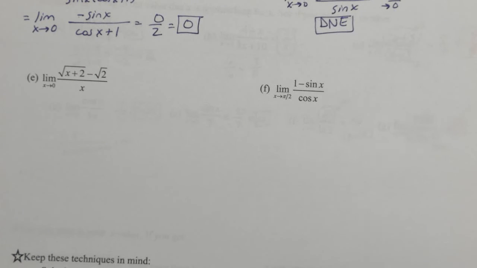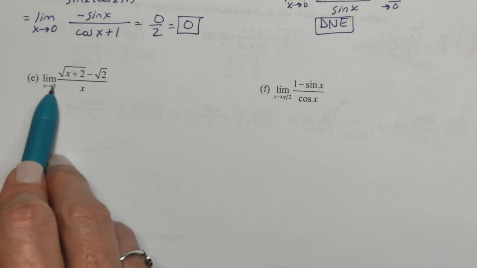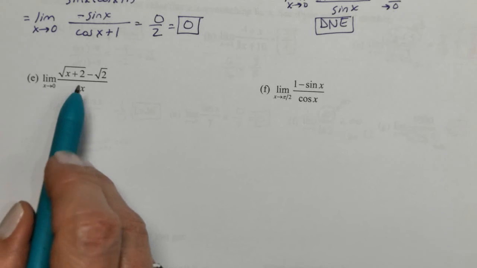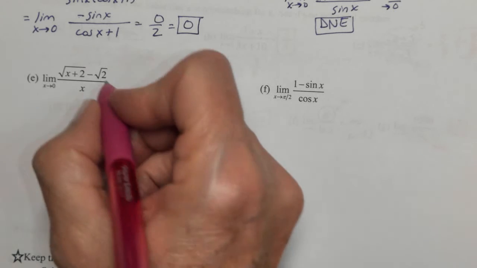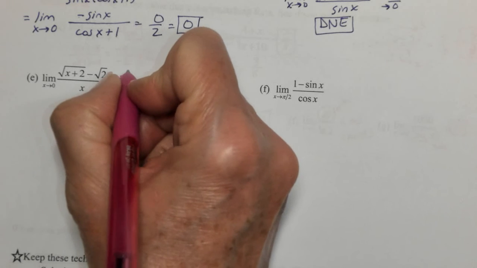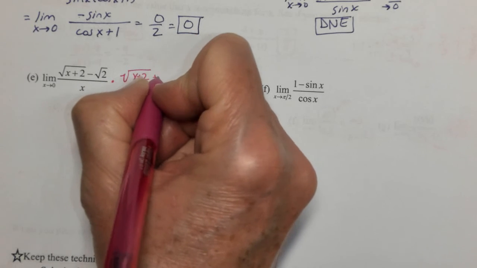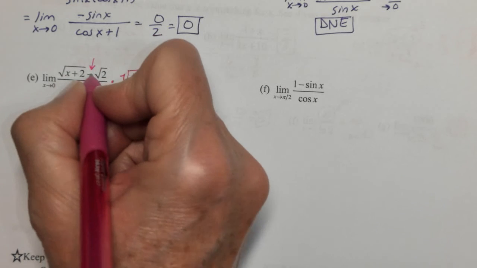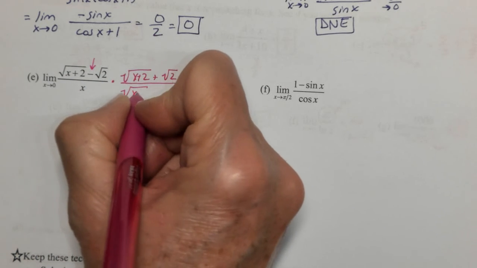Okay, so next up, put 0 in for x. Square root of 2 minus square root of 2 over 0. Definitely a hole somewhere going on. I'm going to multiply both sides by a conjugate. The conjugate, you only change that sign.